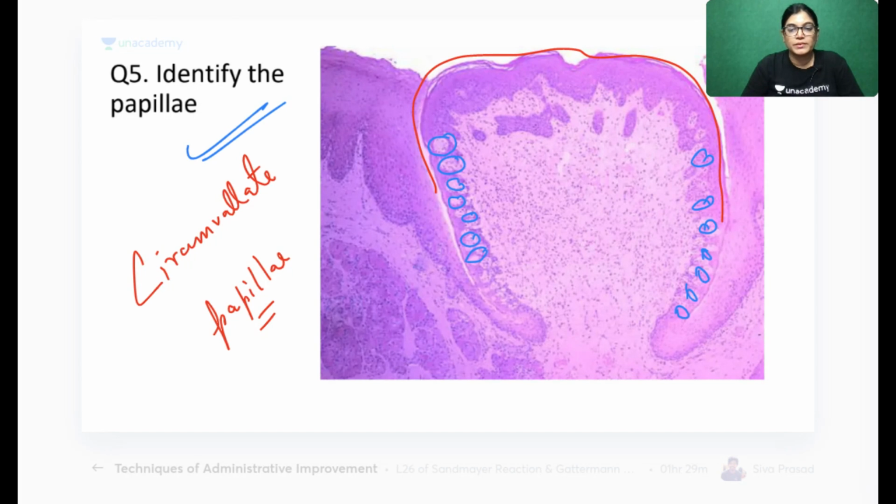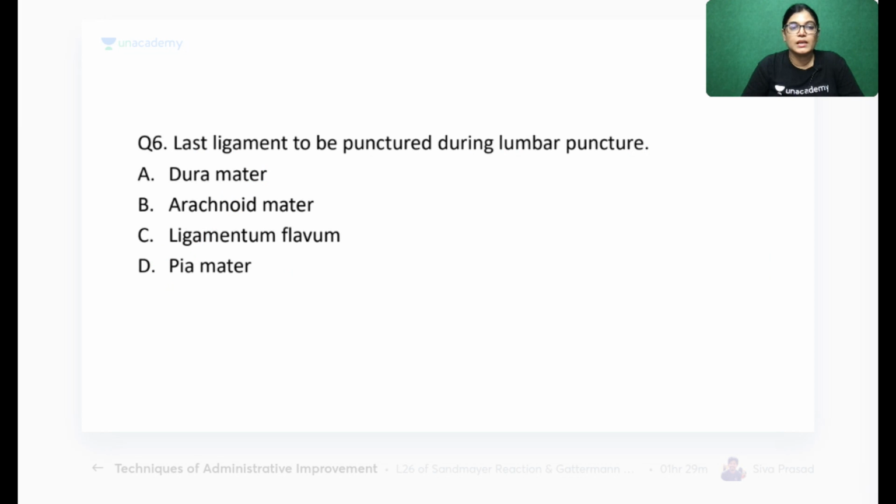Now moving on to the next one. Which of the following is the last ligament to be punctured during the process of lumbar puncture? The options are dura mater, arachnoid mater, ligamentum flavum, and pia mater. Four options are there. Last ligament to be punctured during lumbar puncture.